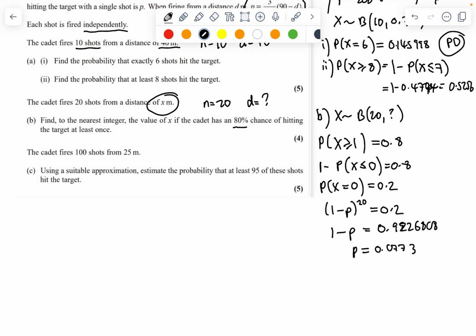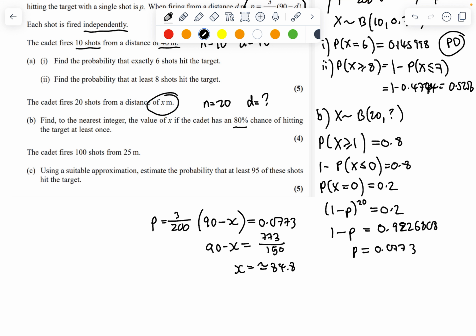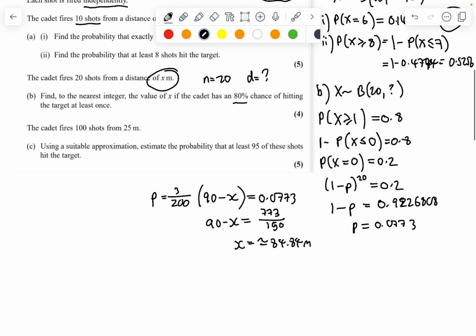That's the probability. So we know the probability is equal to 3 over 200 times (90 minus D), and now we know what that probability is, 0.0773. So we rearrange this: 90 minus D is equal to 0.0773 times 200 over 3, and D is roughly 84.84 meters. Remember, because we're talking about distance, be really careful with the units.